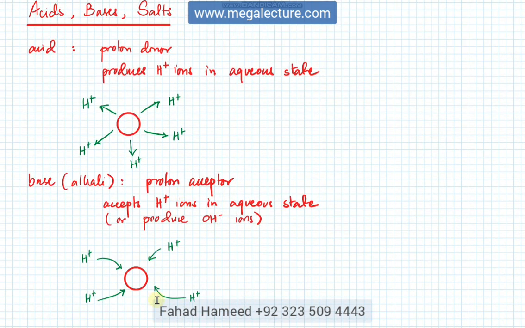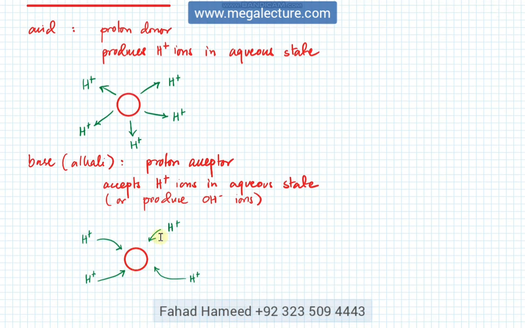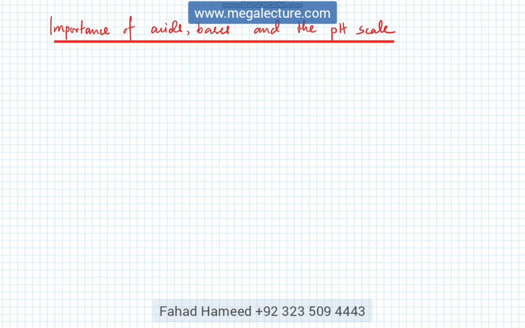So I've made a diagram as well. This is what a base would look like. It is a molecule. I'm going to describe the molecule later on. So it's going to be accepting or removing H+ ions from the environment. Now, the next thing that we're going to discuss is the importance of acids and bases, and I'm going to introduce the pH scale as well.